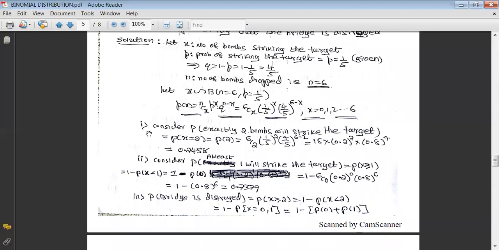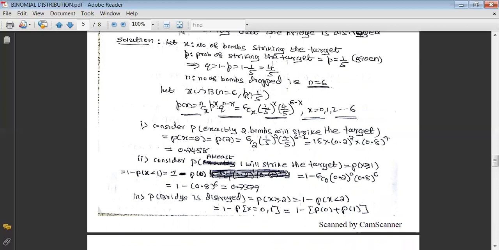Now let us go for the first one. Consider the probability that exactly 2 bombs will strike the target. The number of bombs striking the target will be 2. That's why I can say P of x equal to 2, because we have defined x as the number of bombs striking the target. In this case, we want 2 bombs to strike the target.